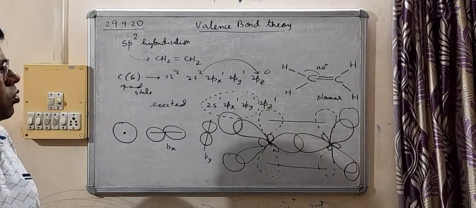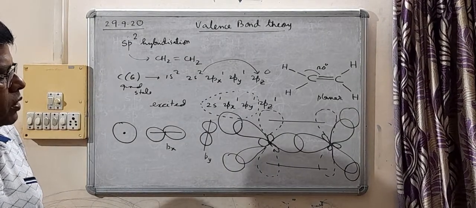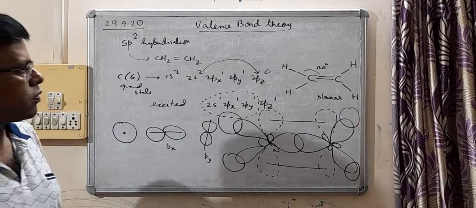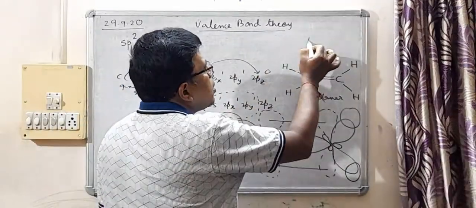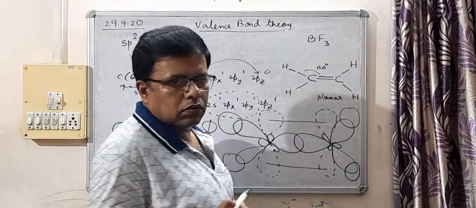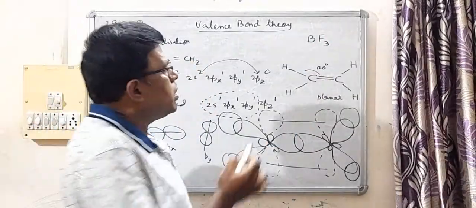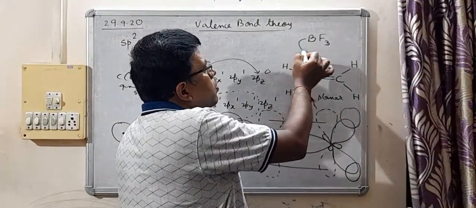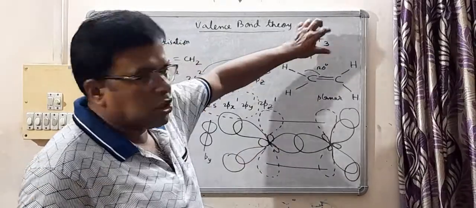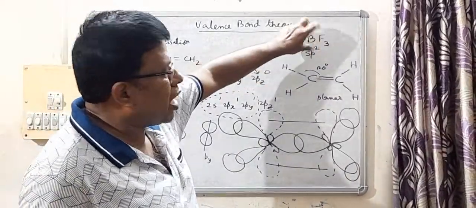There are many molecules where sp2 hybridization takes place in this way. I am telling you a molecule, you should practice yourself. Say BF3. In BF3, you will see the boron atom will be likewise sp2 hybridized, and the shape will be triangular planar.